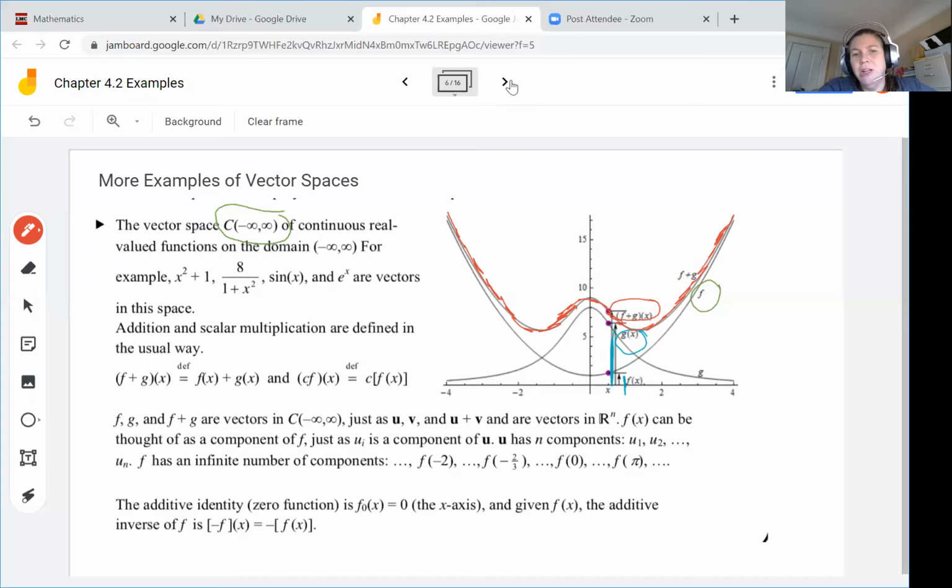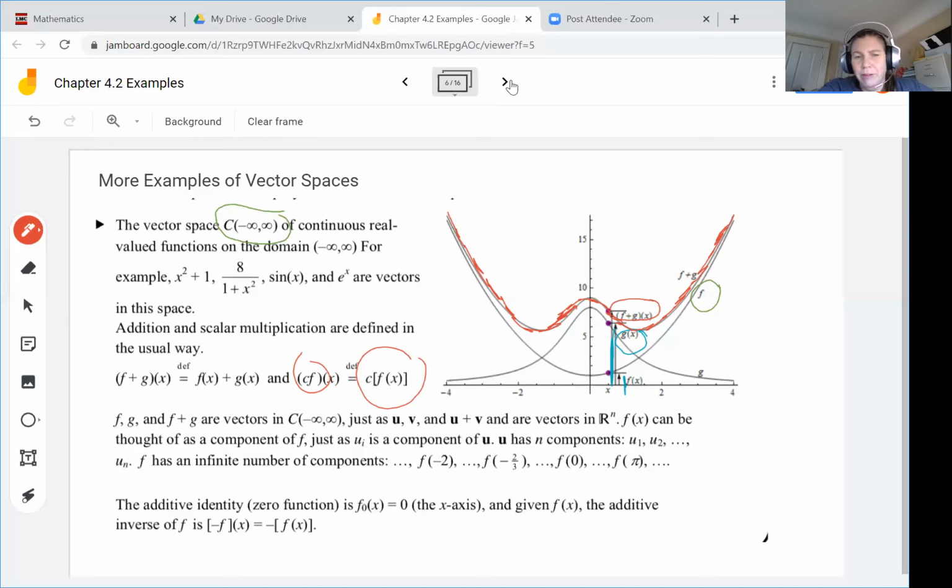And then similarly, imagine if you took f and multiplied it by a scalar, you'd still have a continuous function. It would just be stretched or potentially flipped depending on your scalar. But because we're from negative infinity to infinity, we can include any flips or rotations. So then we say f, g, and f plus g are vectors in this space of continuous real valued functions on the domain negative infinity to infinity, just in the same way that u, v, and u plus v are vectors in Rn.